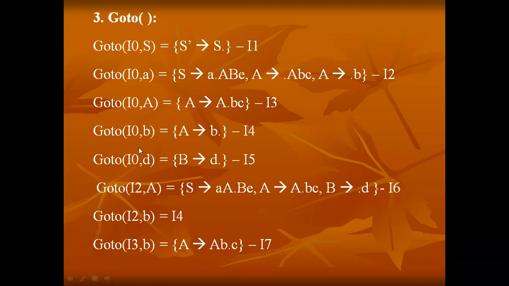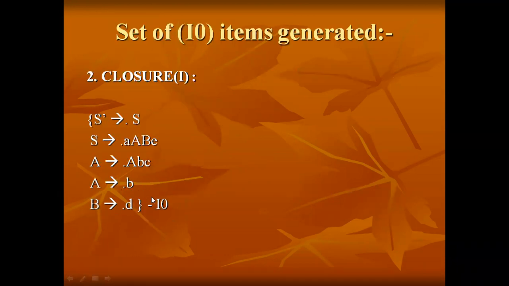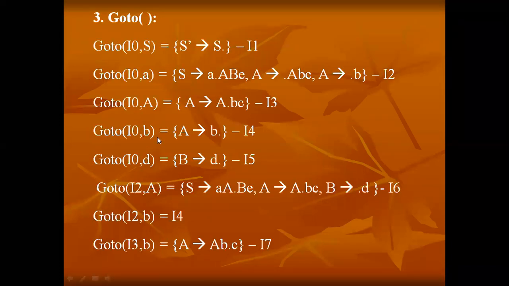And now in I0, we still have two more production rules to be processed. Now I am calling I0 with small b. A tends to dot B, and after processing it becomes A tends to B dot. Again, this is a new production rule, and we are giving it the new item number I4.